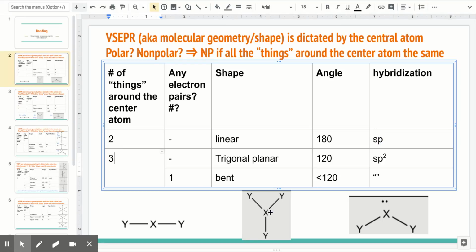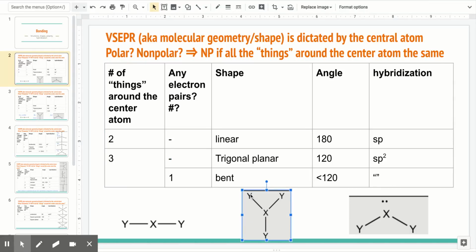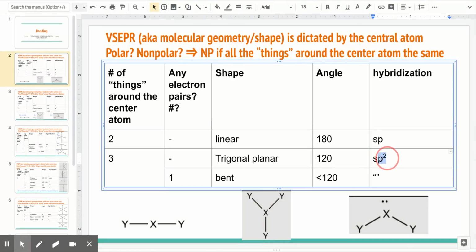So if there's 3 things around, we have the option of them all being atoms, so there's no electron pairs, like this example down here, okay? And that shape is trigonal planar, meaning it's flat in a plane, and it just makes a triangle. So all of our angles then here, these angles are all 120 degrees. And our hybridization, we needed 3 things, right? So I need 3 orbitals, 1 s, and now 2 p's. So 1 plus 2, that gives us 3.